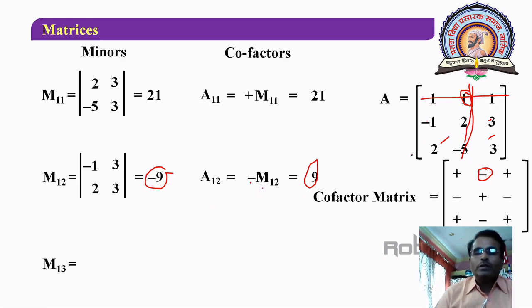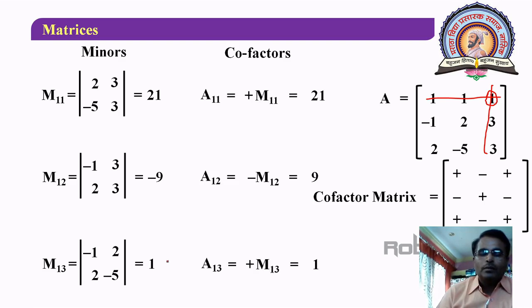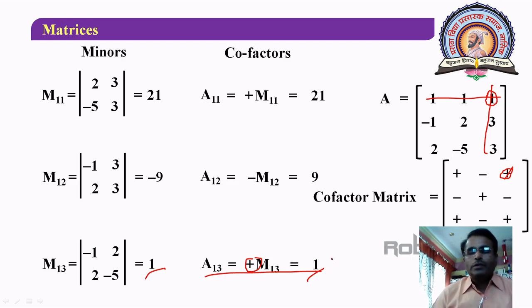Similarly for M13, if you consider this third element, this is A13. For this element, the minor is obtained by deleting the first row and last column. So you have to consider -1 2 and 2 -5, and that will come 5 minus 4, it is 1. Therefore A13 is equal to M13 with plus sign, because the sign rule indicates the plus sign here. So plus M13, as it is with the same sign. Is it clear? This way you have obtained the minors and cofactors of the first row.